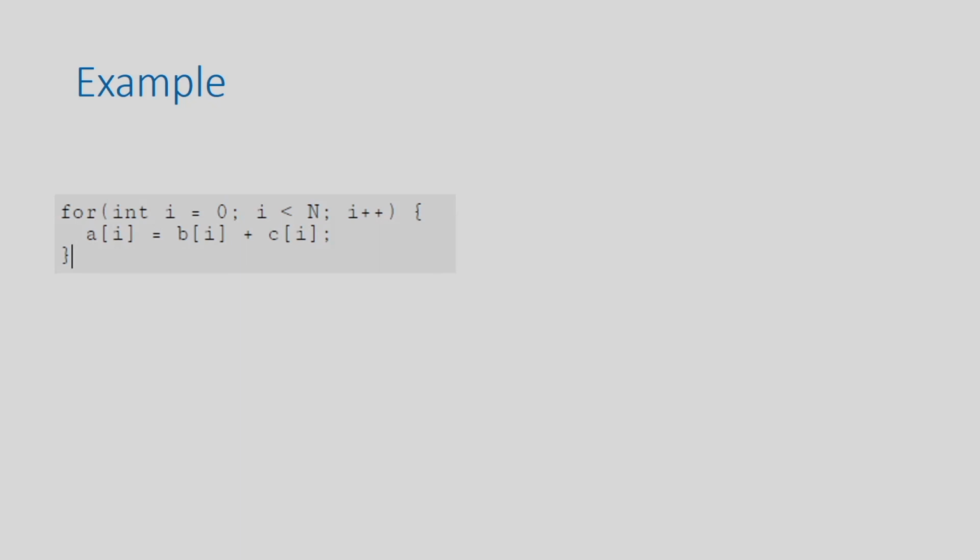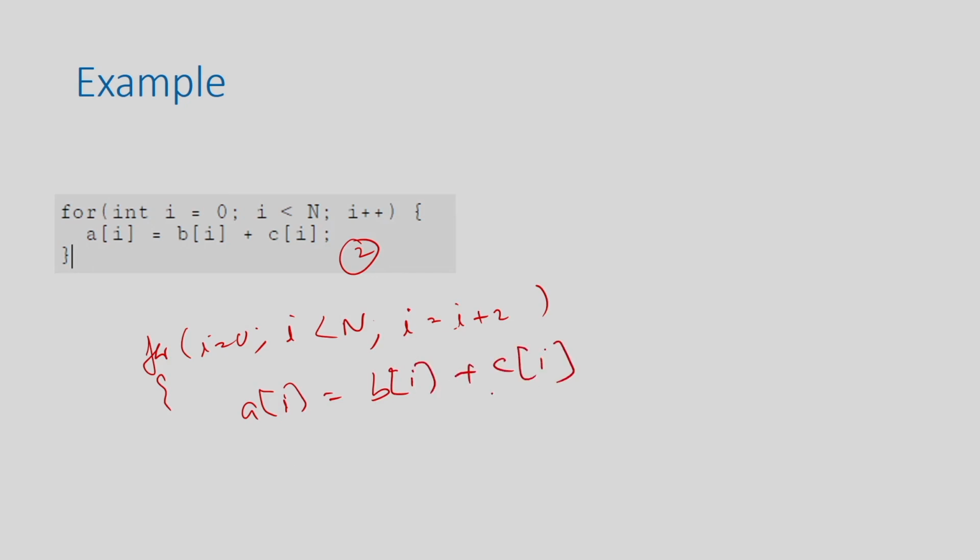Okay. So, if you take the same example of this and you make the factor equal to 2, you can understand that the rewritten code will be like this: I equal to 0, I less than n, then I equal to I plus 2, right, and then here I am going to do A I equal to B I plus C I, and then A I plus 1 equal to B I plus 1 plus C I plus 1, right. So, this is the unroll factor equal to 2, right.